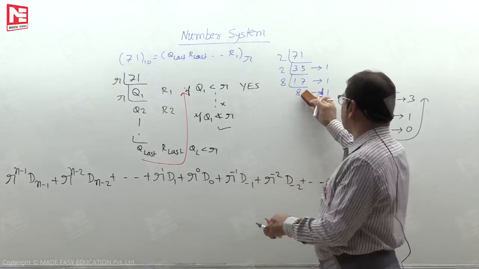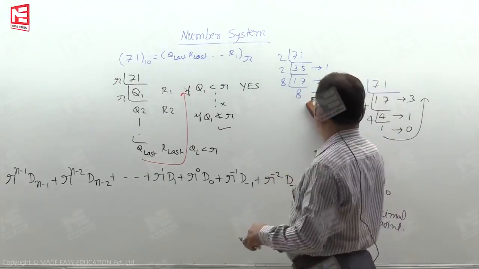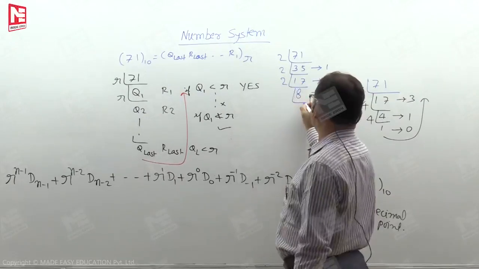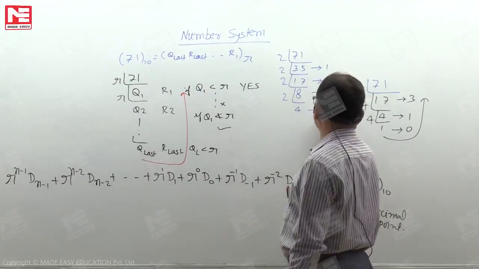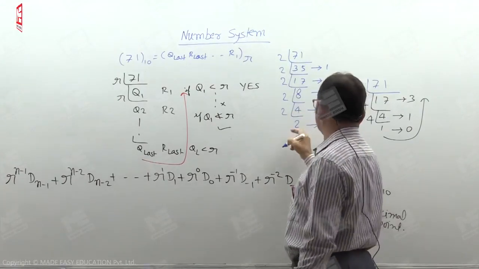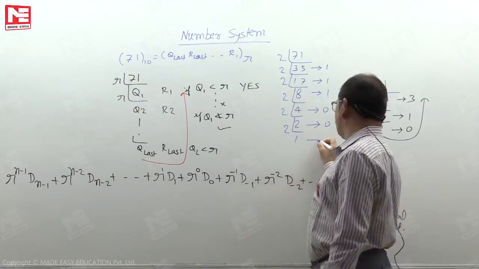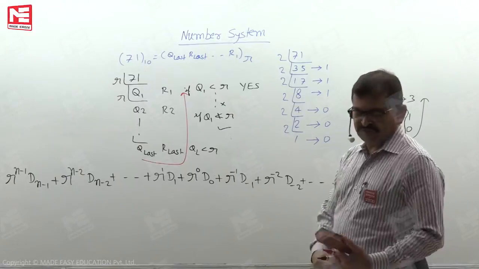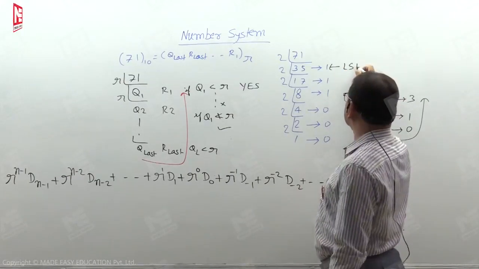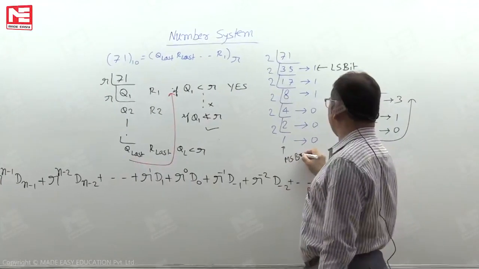Once the coefficient is not smaller than the radix, we go on dividing. 2 4s are 8, the remainder is 0. 2 2s are 4, the remainder is 0. The coefficient is not smaller, so further division: 2 1s are 2, the remainder is 0. So this must be named the least significant bit, and this must be the most significant bit.